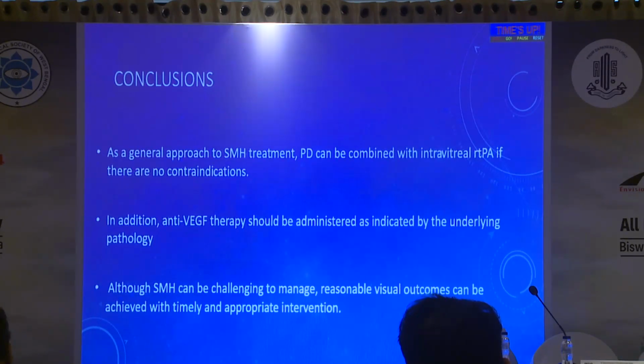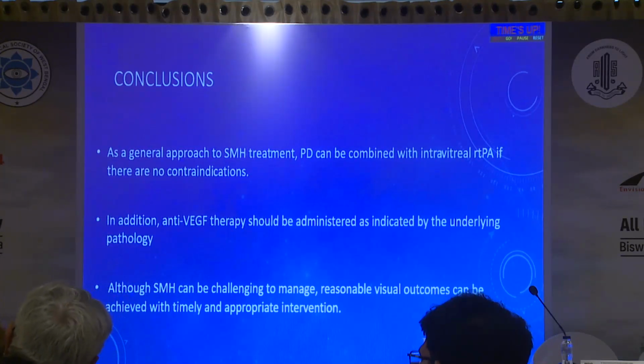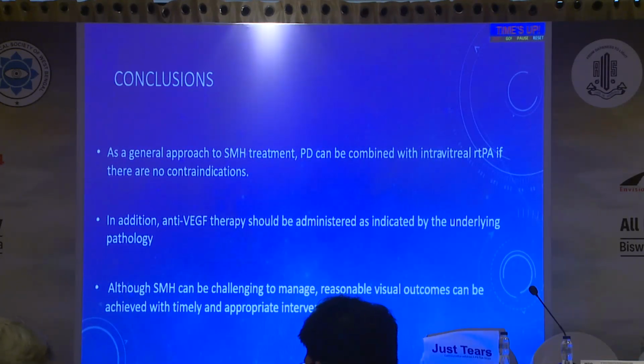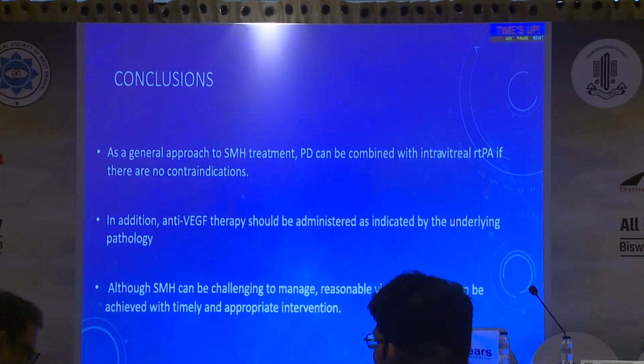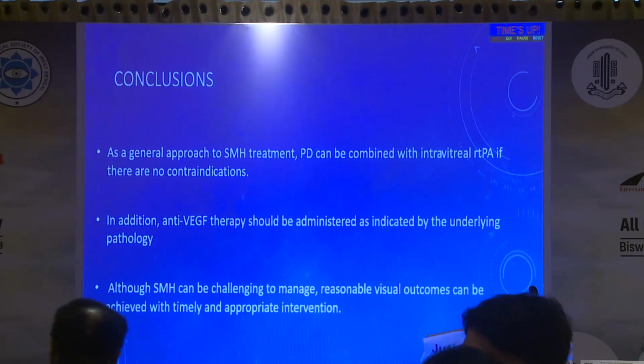And to conclude, as a general approach to submacular hemorrhage treatment, pneumatic displacement can be combined with intravitreal rtPA if there is no contraindication. But as I was discussing previously, anti-VEGF monotherapy is also an option. So although some submacular hemorrhage can be challenging to manage, a reasonable visual outcome can be achieved with timely and appropriate intervention. Thank you.